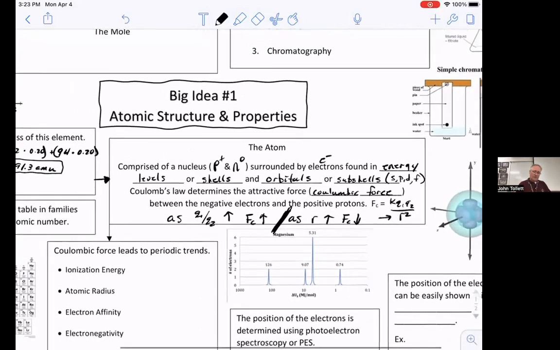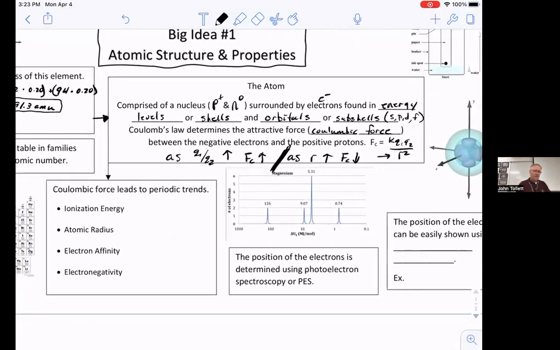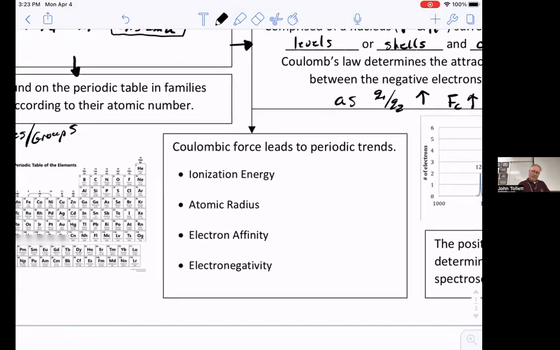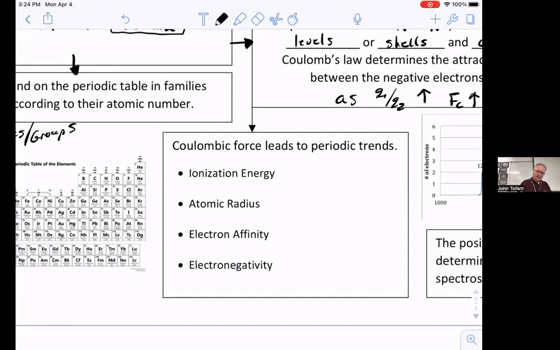So that Coulombic force leads to some periodic trends. And I'll go through these and show you on the periodic table for these individual trends. But here, ionization energy is the energy required to remove an electron from a gaseous atom.